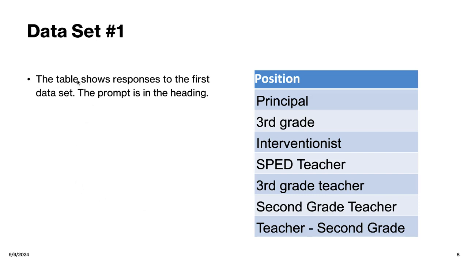Dataset number 1. The table shows responses to the first dataset. The prompt is in the heading. Position. Principal, 3rd grade, interventionist, SPED teacher, 3rd grade teacher, a 2nd grade teacher, and a teacher, 2nd grade.